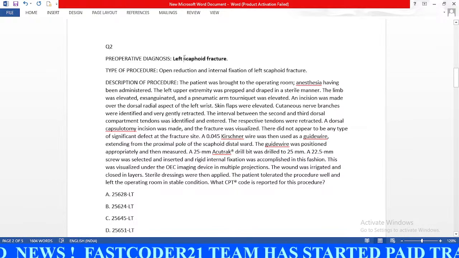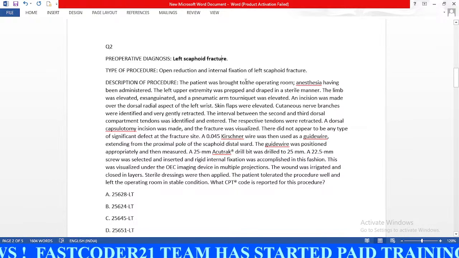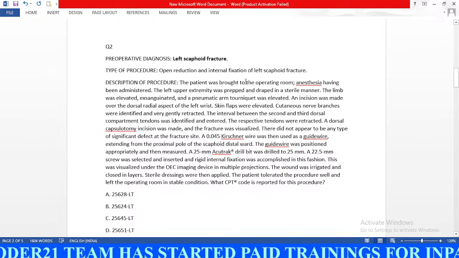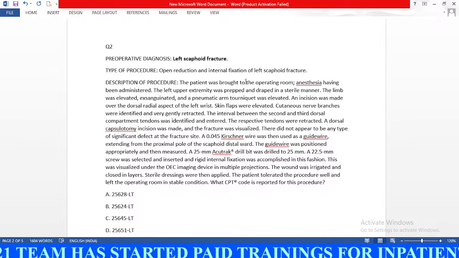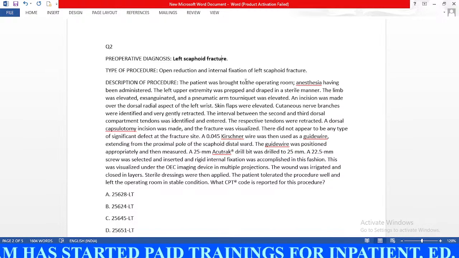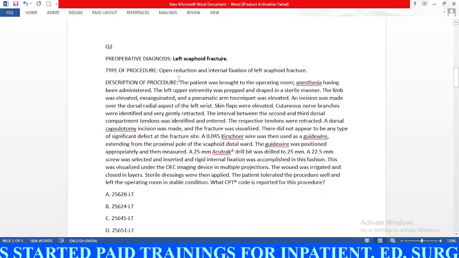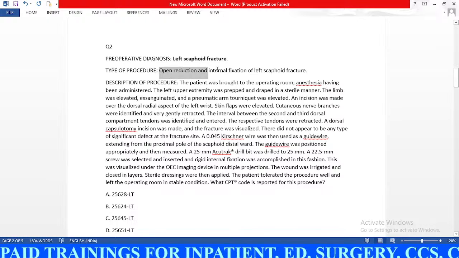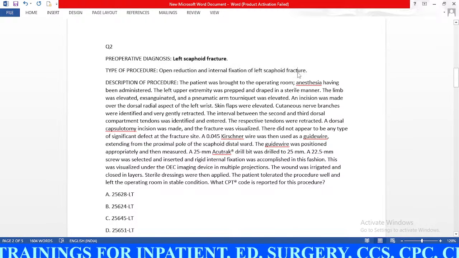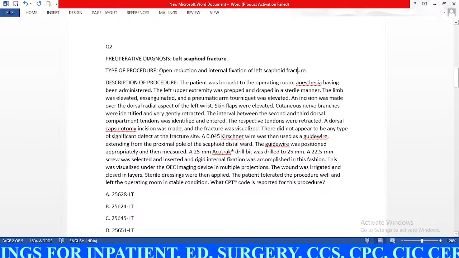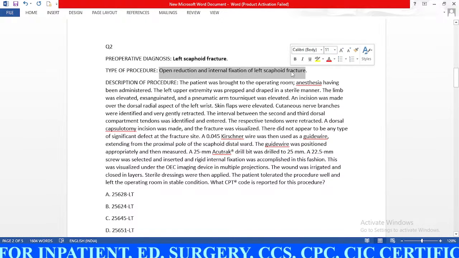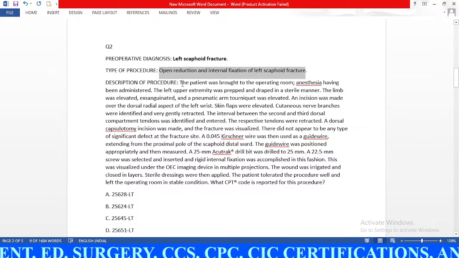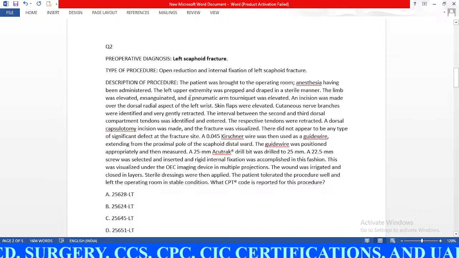Basically it is a scaphoid fracture. These scaphoid fractures occur in the wrist area. A scaphoid fracture is a break in one of the small carpal bones of the wrist. So we got to know that scaphoid fracture is related to the carpal bones of the wrist. What is the procedure? Open reduction and internal fixation of left scaphoid fracture. It is a very common procedure for fractures, usually called ORIF, open reduction and internal fixation. Now we'll find the keywords here.